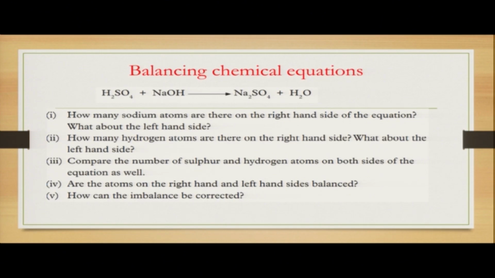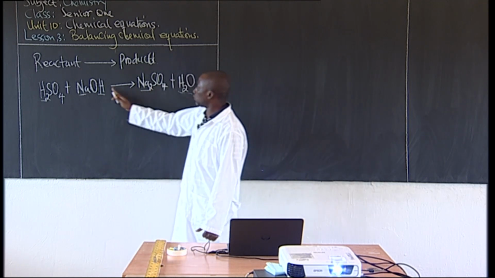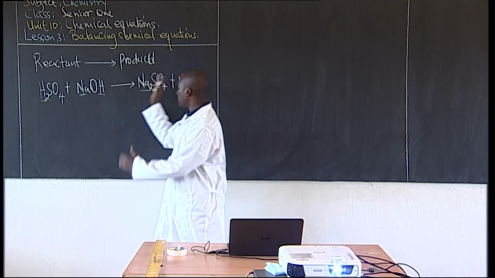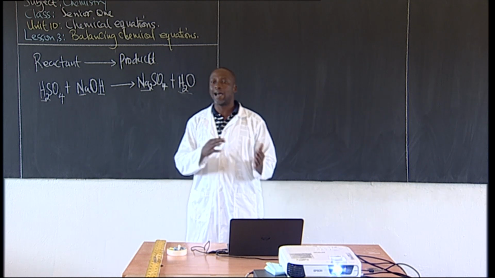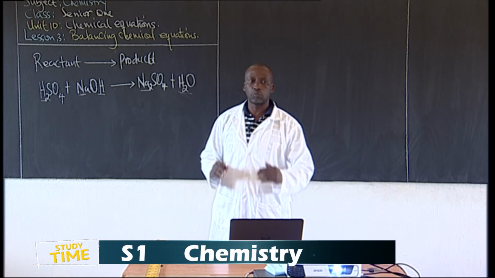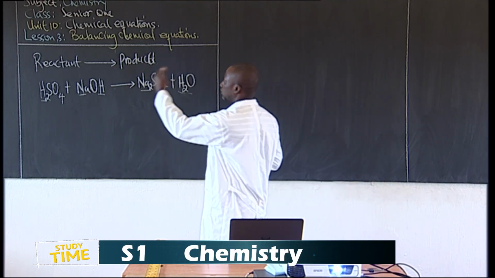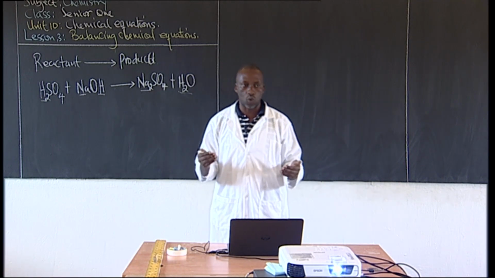How many hydrogen atoms are there? Look at the hydrogen atoms. We have this and we have that, but this time we have these two. So the hydrogens on this side are 3, but on this side there are 2. And when we are talking about balancing, the number of atoms on either side, that is my left now and my right, must be equal.